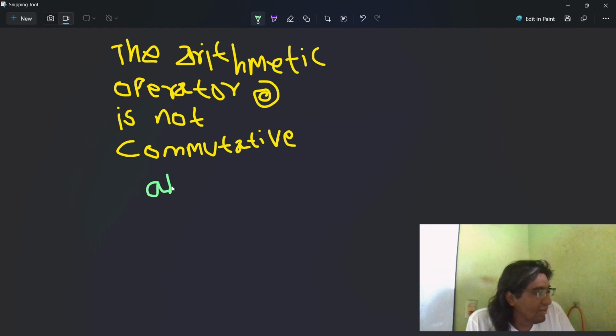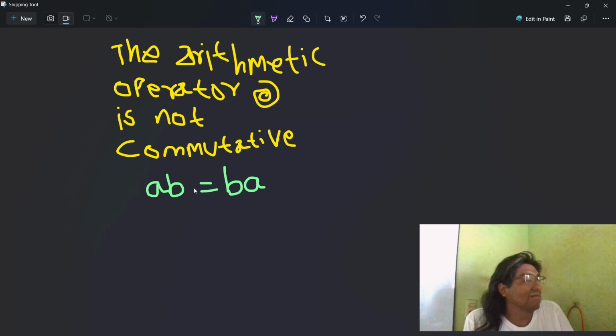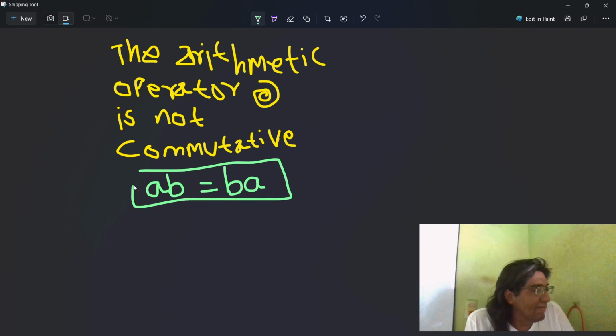No, A times B equals BA. This is the law of commutative operation for the multiplication, you know? And the order of these factors doesn't matter. You will get the same answer. So this means that multiplication is commutative.